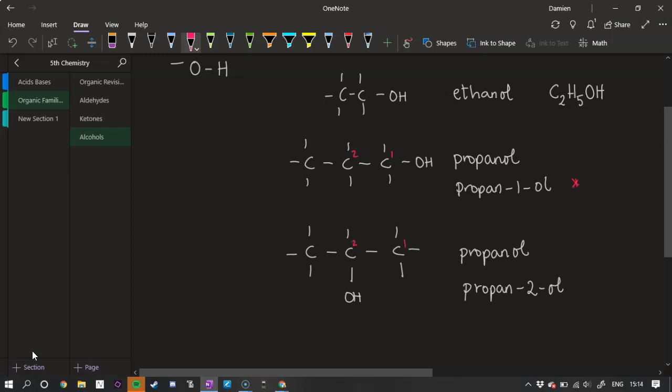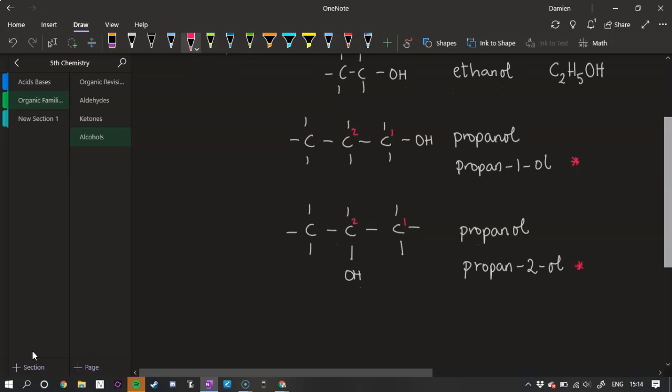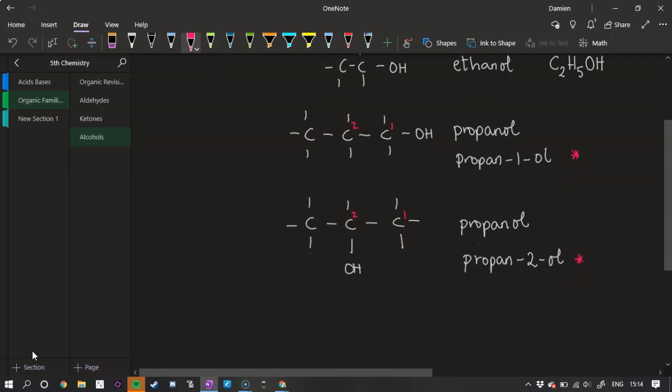So there is a difference between these. These are not the same. They are not the same compound. So these two things, although they have the same amount of carbons and hydrogens and oxygens, they have different structures. So they have the same molecular formula, but different structural formulas. Therefore, these are isomers.